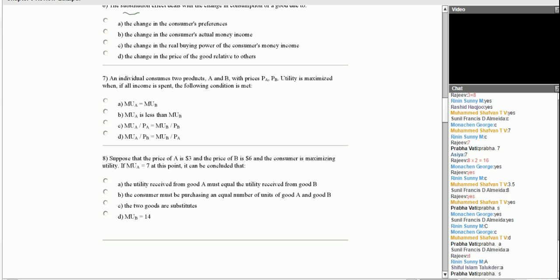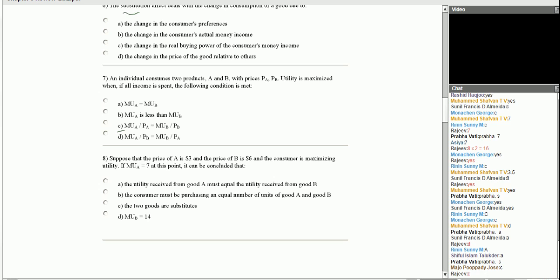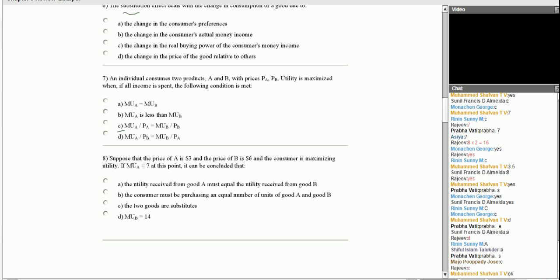The answer to this one is C, which is marginal utility of A upon price of A is equal to marginal utility of B upon price of B, and this goes on till the N units. N is the final number of units. That is the law of equi-marginal utility.